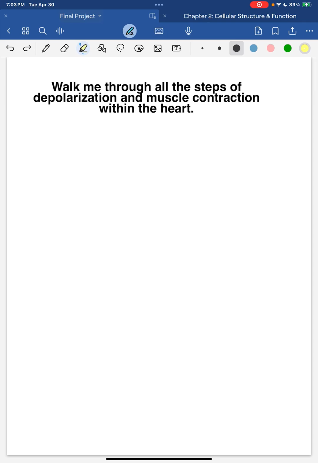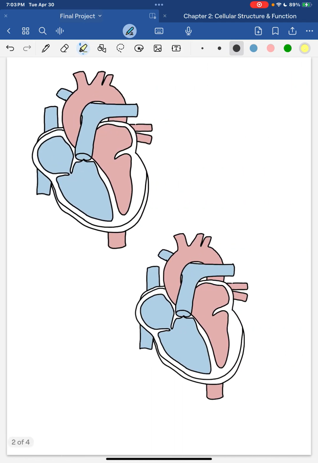This is question 1, part 1. It says, walk me through all the steps of depolarization and muscle contraction within the heart. So that's what we're going to focus on, depolarization and muscle contraction. We're going to start with muscle contraction first and just talk a little bit about cardiac tissue and what makes it so important.